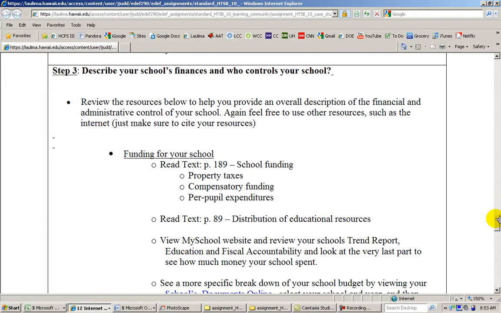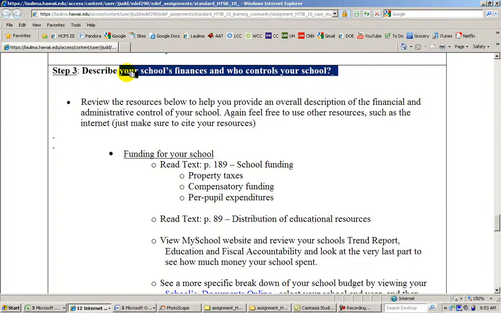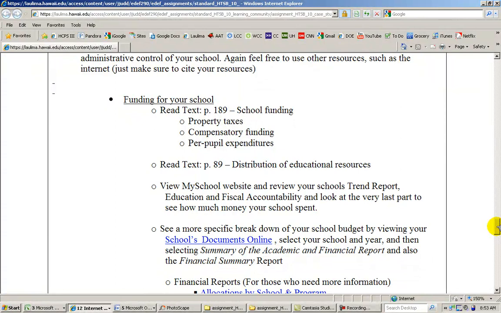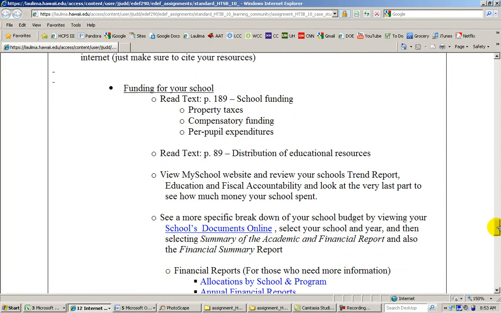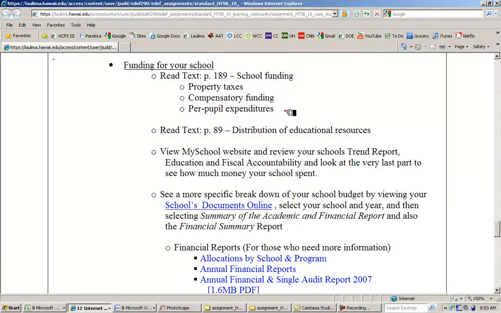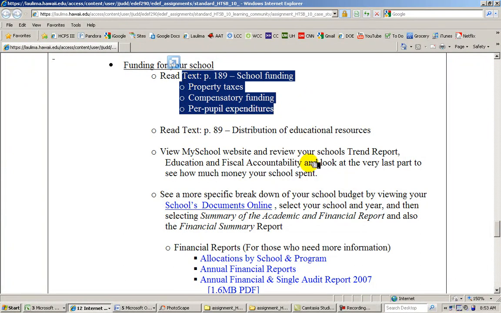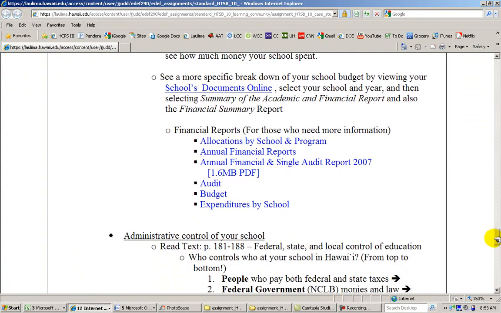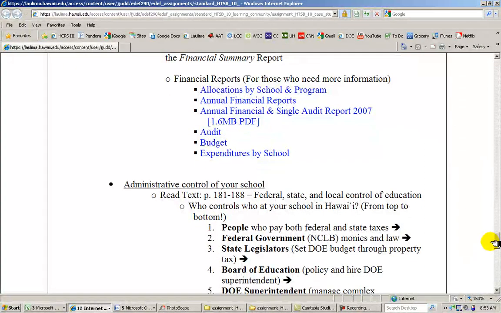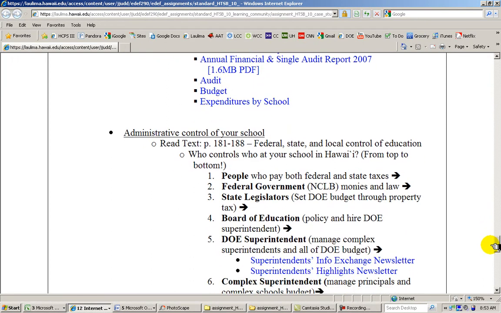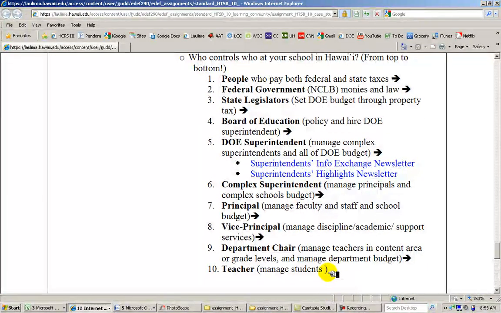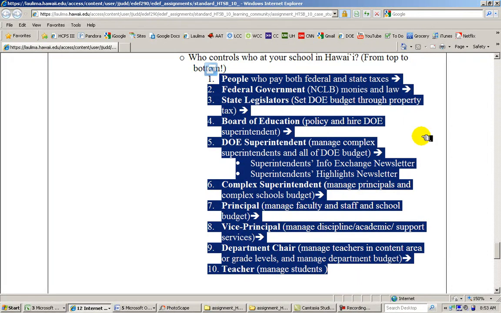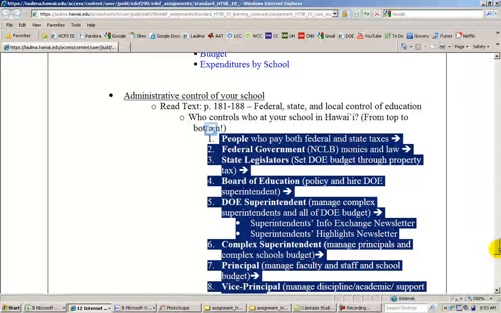Then finally, you want to look at who's controlling your school, who's in charge of the funding for your school, the administration of your school, and so on. So look at some of these texts of how schools are funded, how they're distributed. Look at your trends report of the money that goes into your school. Look at some of the financial reports. And again, you're just getting a basic idea of where the money's coming from. And then take a look at the people in control of your particular school and discuss that or describe that briefly.